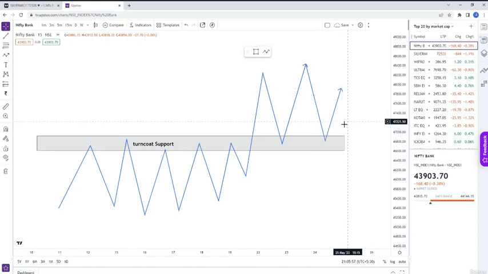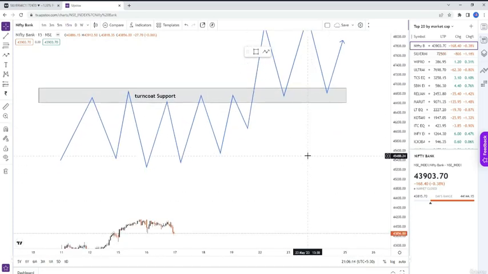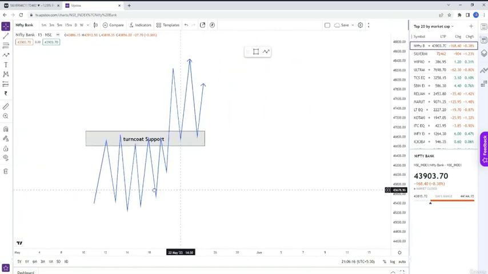Because it's getting weaker, right? So when it's interacting for the first time, it's strong, but for upcoming times we cannot guarantee. But the first interaction is very powerful, so I always try not to miss the first interaction. Okay, so this is called turncoat support, and what is called turncoat resistance?